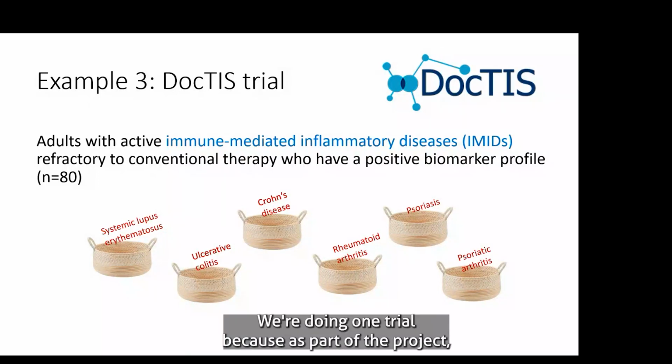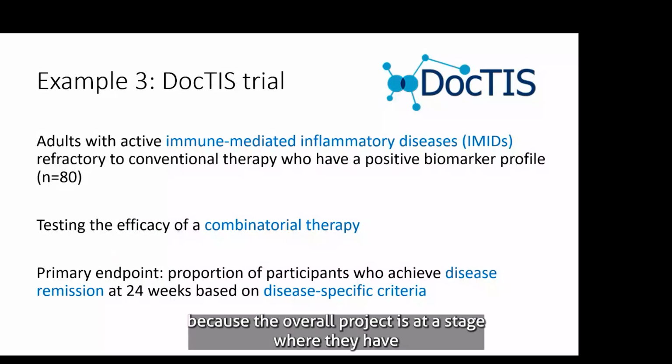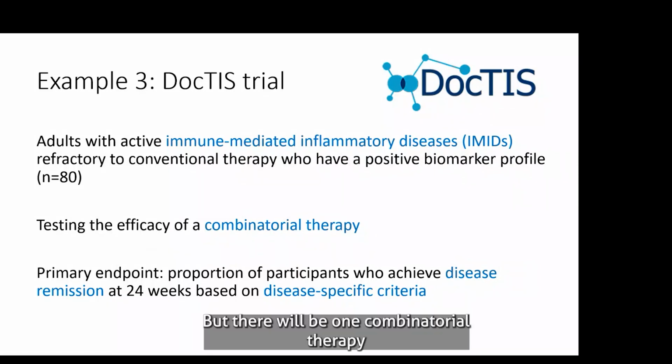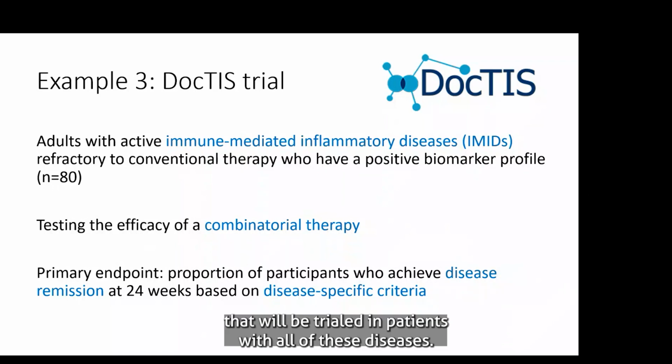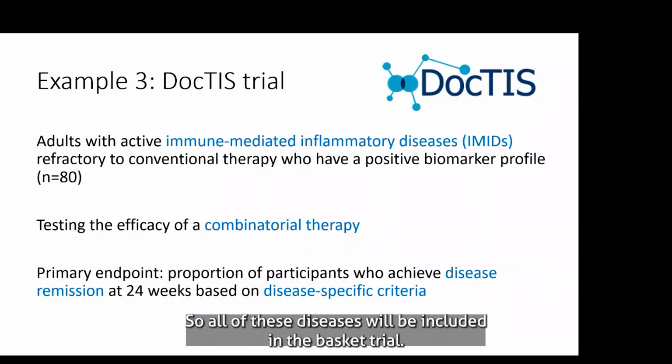We're doing one trial because as part of the project, we're developing a combinatorial therapy. And I can't tell you what that is simply because the overall project is at a stage where the clever people who are working on that haven't fully figured that out yet. But there will be one combinatorial therapy that will be trialed in patients with all of these diseases. Well, no individual patient will have all of these diseases. So all of these diseases will be included in the basket trial.